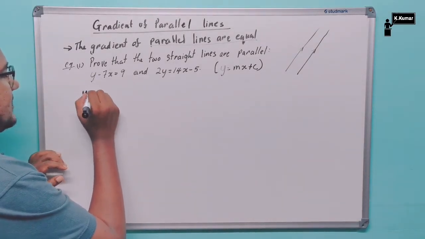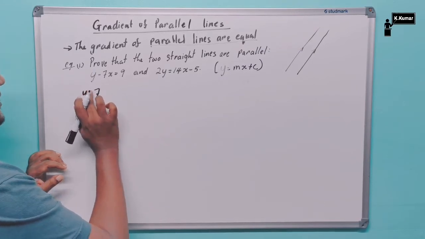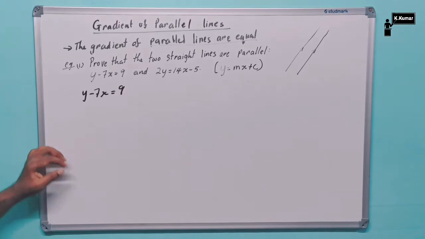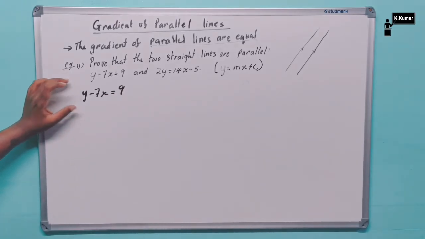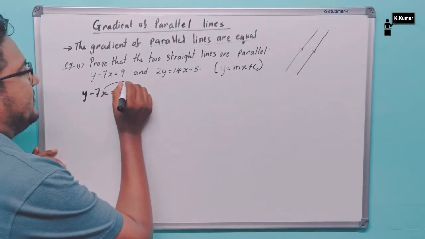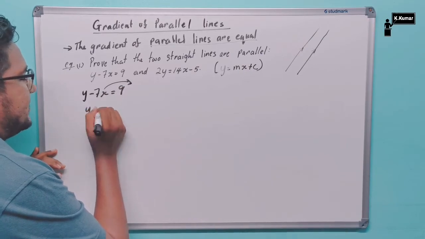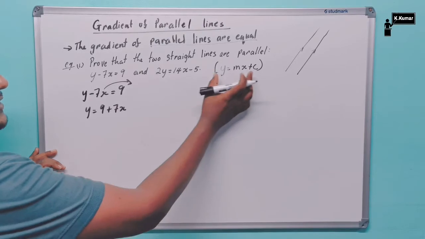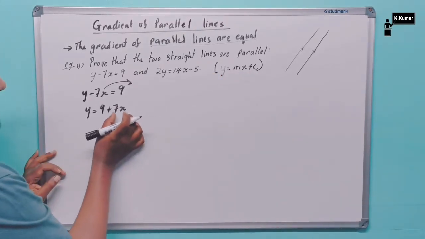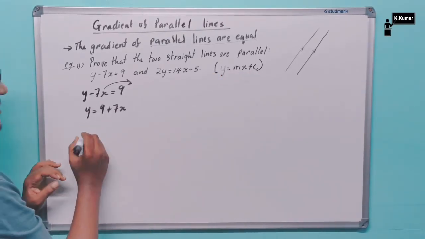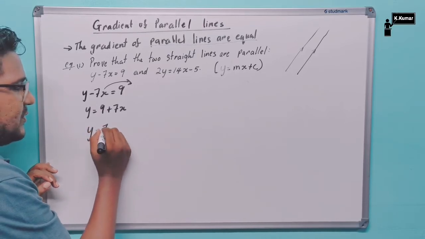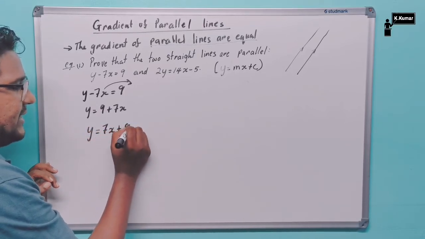y minus 7x is equal to 9. Remember, you have to leave y alone on this one side, so let's take this over. So you have y is equal to 9 plus 7x. But this is still not in the form that we want, right? Remember, the mx usually comes at the front. So rewriting this, we would have y is equal to 7x plus 9.